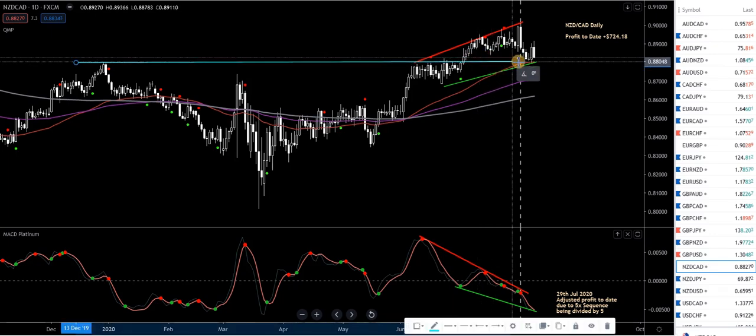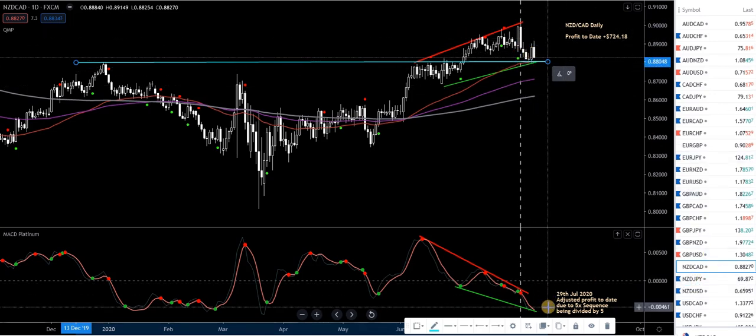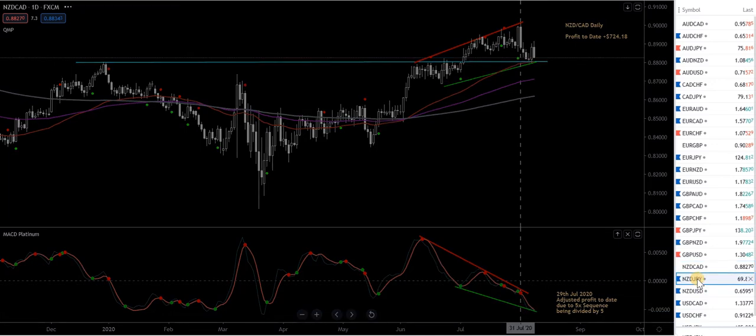I probably could extend this line and see if that's, yeah, there you go. So it's come back, bounced off that, and now it's back down to it. We'll see. So we'll just stay out of this until we get a clear signal. But now I am definitely looking for buys. We're a long way below the zero level on the MACD Platinum, so definitely looking for buys.